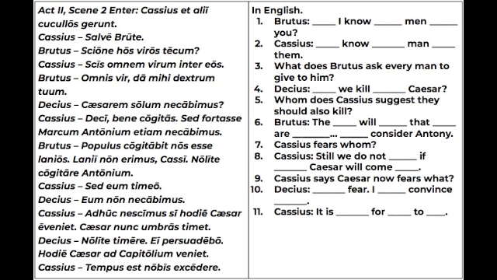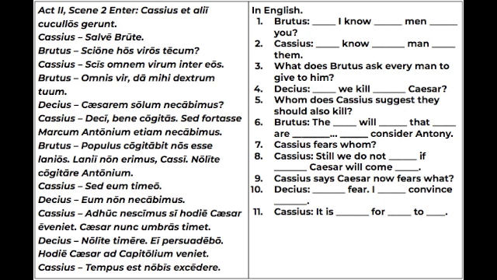Do not fear, he tells the group. Nolite timere, ego persuadebo. I shall give persuasive reasons to him, or I shall persuade him. Hodie Caesar ad Capitolium veniet. Today, Caesar will come to the Capitol. Then Cassius says, Tempus est nobis excedere. Time it is for us to depart. So it is time for us to depart.